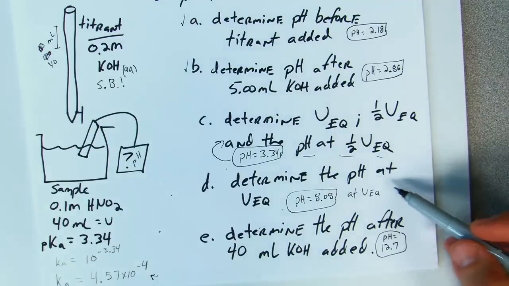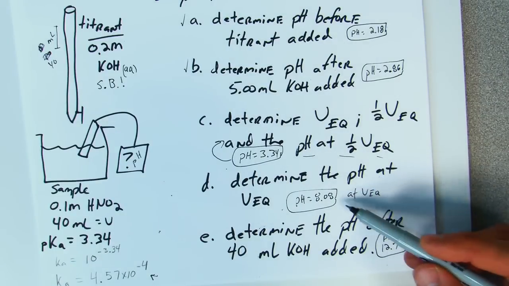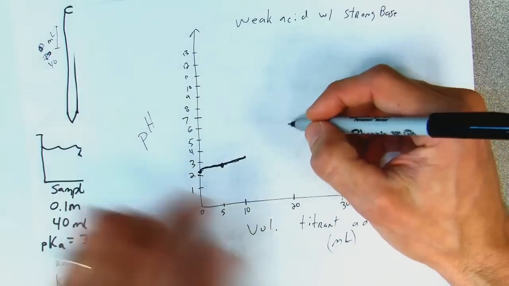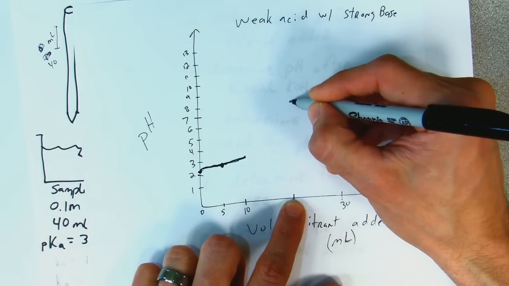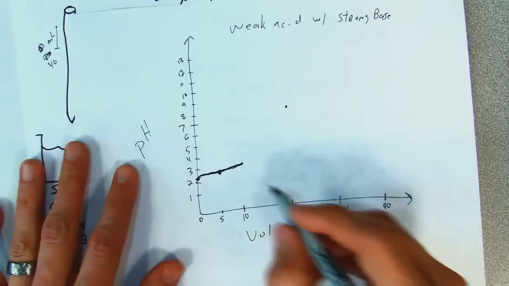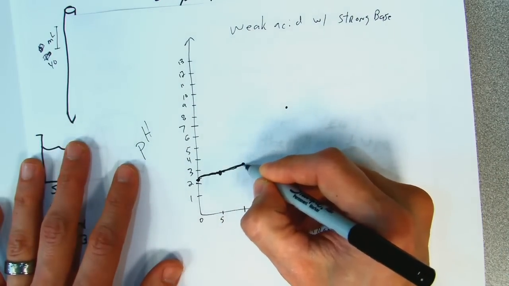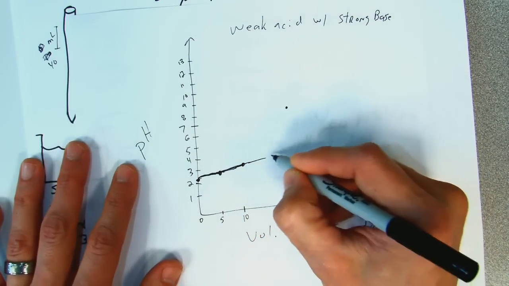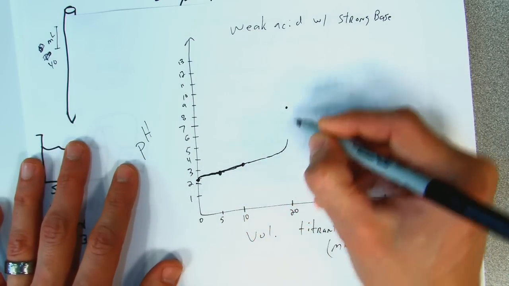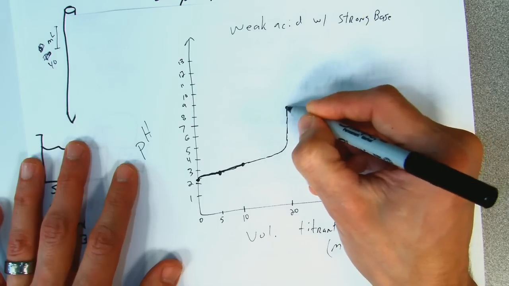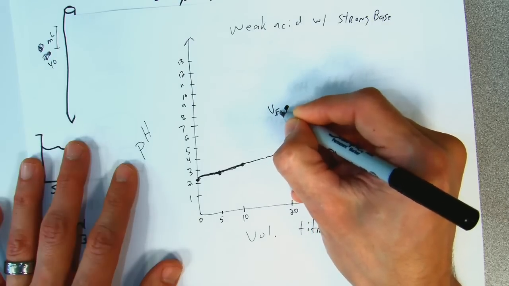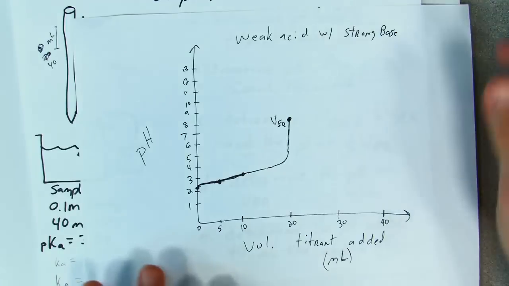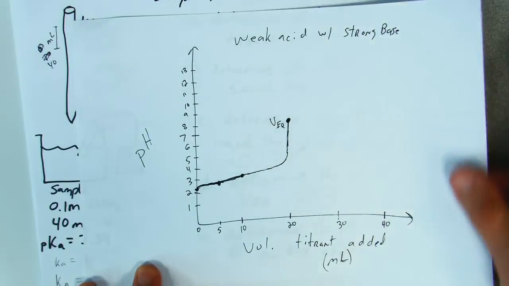And then the next point is at VEQ. The pH was a little over 8, and that was at 20 milliliters. So let's see, 20 is here, pH 8 is right about here. So if I'm sketching the curve, what would it look like? It would actually remain pretty flat, almost until we're out here, and then it would take off like that. And that's my VEQ, my equivalence volume, the steepest point on my curve, okay?